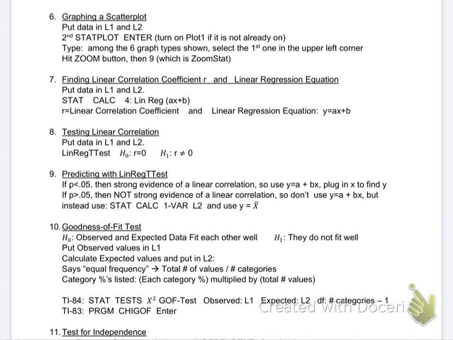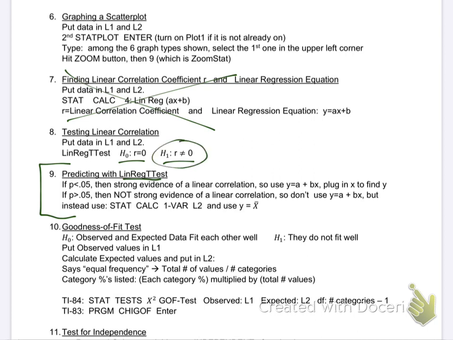By the way, don't bother with number 7. Didn't I tell you to cross out number 7? Yeah, we never use number 7. It doesn't actually work on all the calculators. We're using number 9 right now. Linear regression t-test. And also you can refer to number 8.